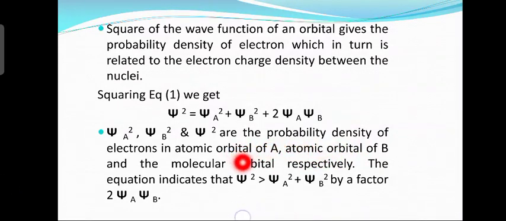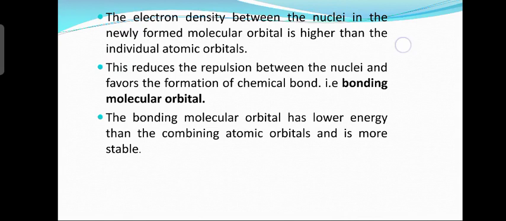The equation indicates that Xi squared is greater than Xi A squared plus Xi B squared alone, right? And by what factor is it greater? By a factor of 2 Xi A Xi B, correct? Xi squared is greater than Xi A squared plus Xi B squared only by this much. To what extent is it greater? 2 Xi A Xi B, correct? Next point. The electron density between the nuclei in the newly formed molecular orbital is higher than in the individual atomic orbitals. This shows that the electron density between the nuclei in the newly formed orbital is greater than in individual atomic orbitals.